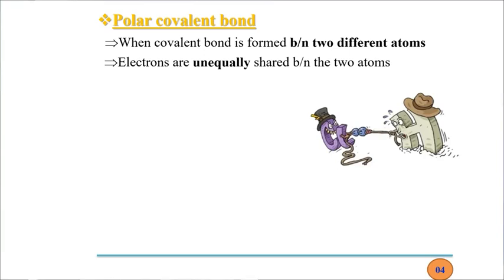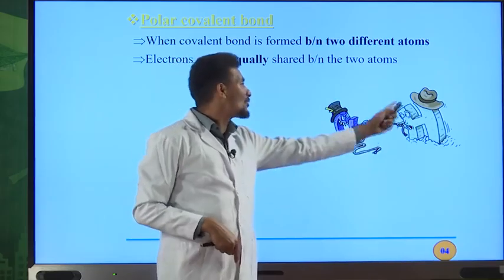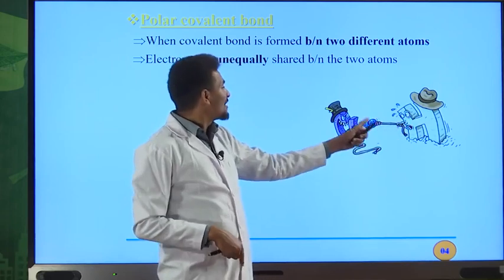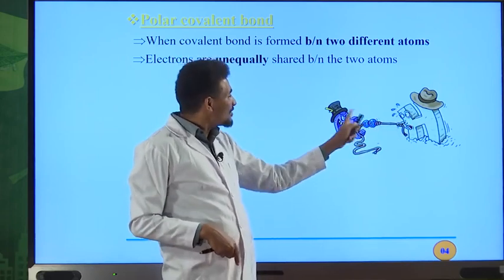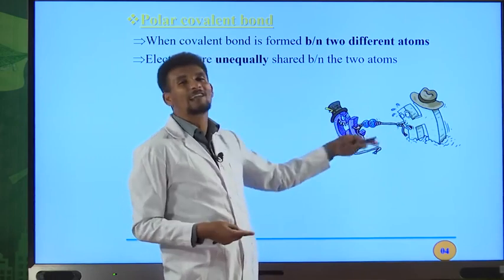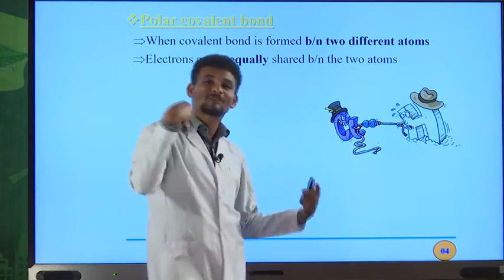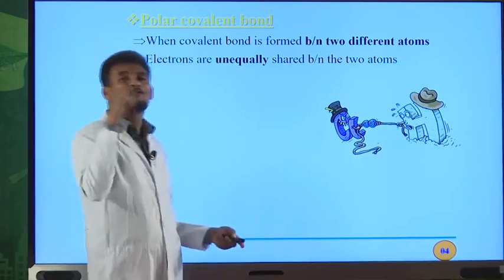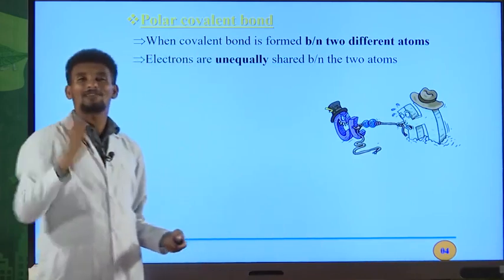Look at this picture. This is chlorine, and this one is hydrogen. The two electrons are closest to the chlorine atom. Why? Because of the electronegativity of chlorine. I told you that electronegativity is the power of an atom to attract electrons to itself.